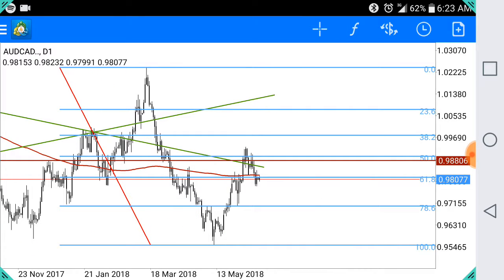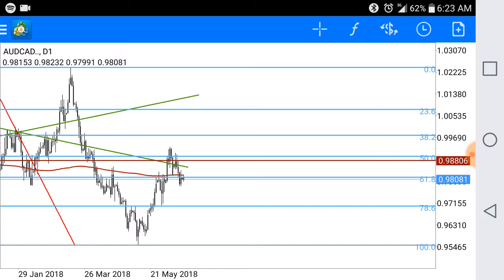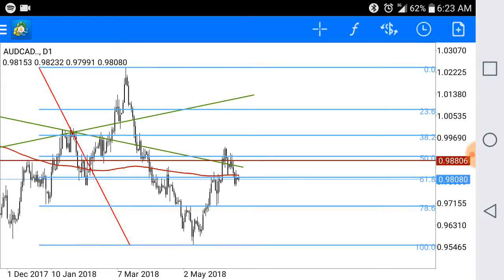I can draw a zone between my 38.2, where's that at up here? So draw my 38.2 and then draw my 61.8. Let's see if that happens to be a zone. And sure enough, it is. Price is bouncing up and down within that zone. Okay, so Fibonacci levels also act as your zones.